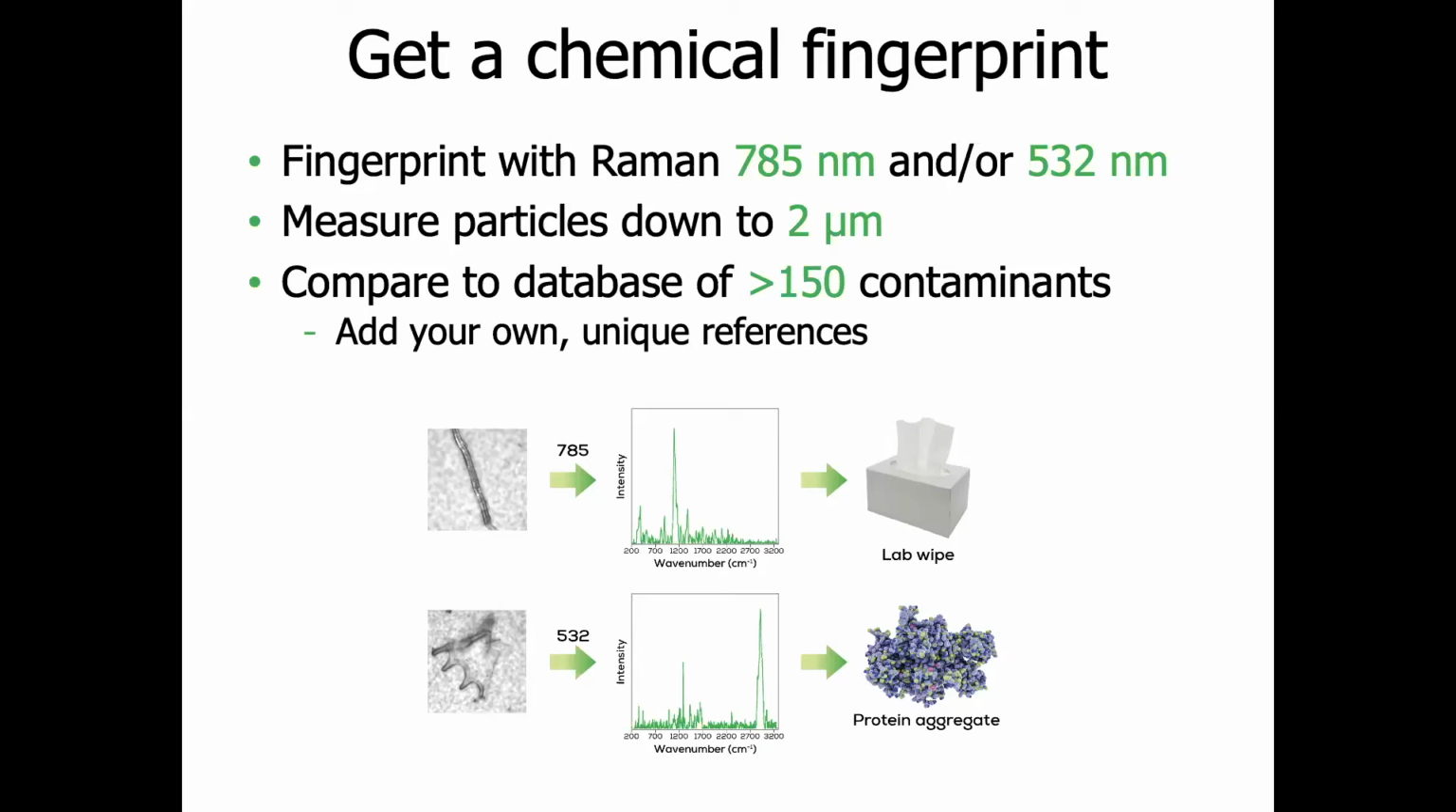Or you can create a custom database that contains specific materials used in your production process, like your specific proteins or lab wipes that are used in your facility or other things. When doing this, you have the best chance to find the specific particle source in your lab or manufacturing process.